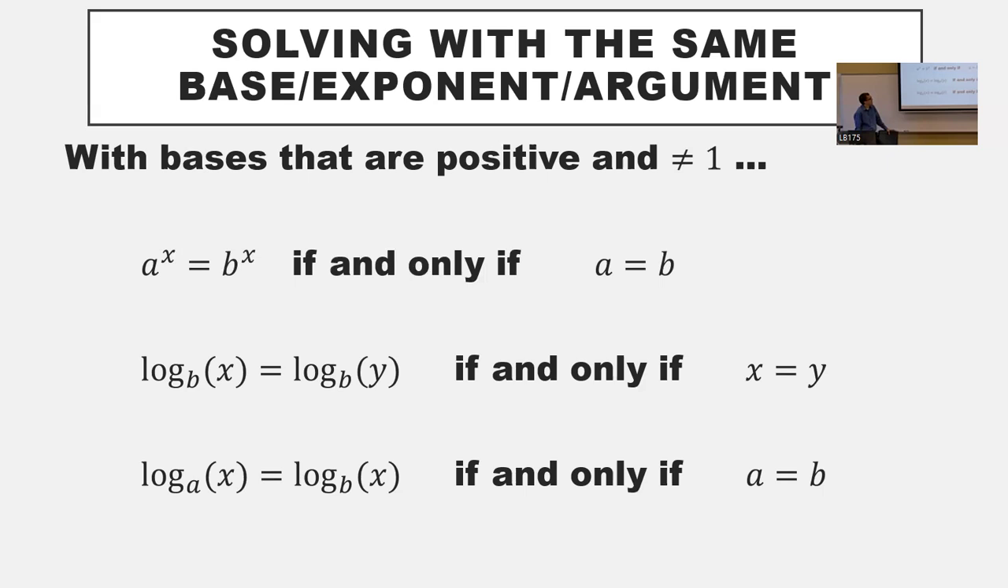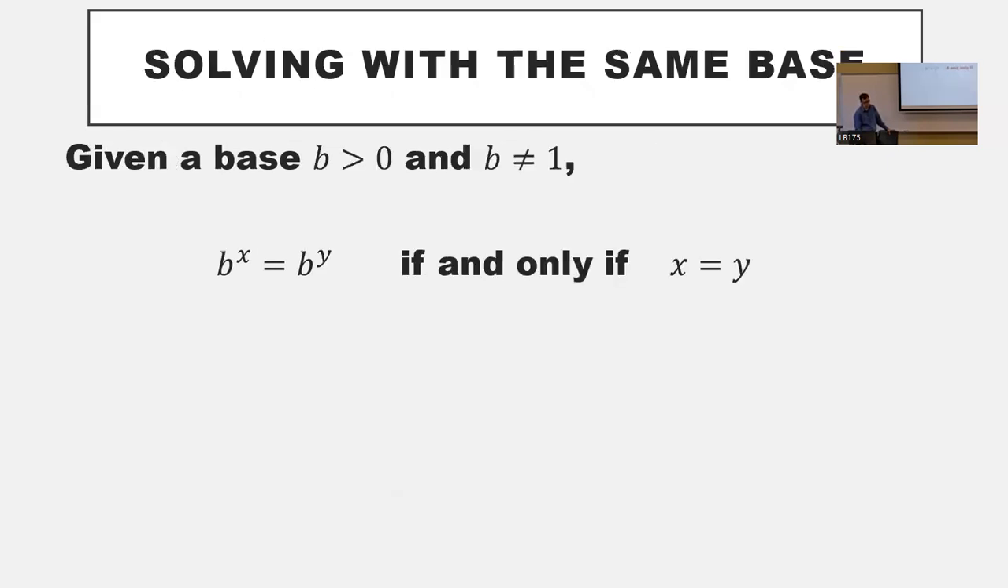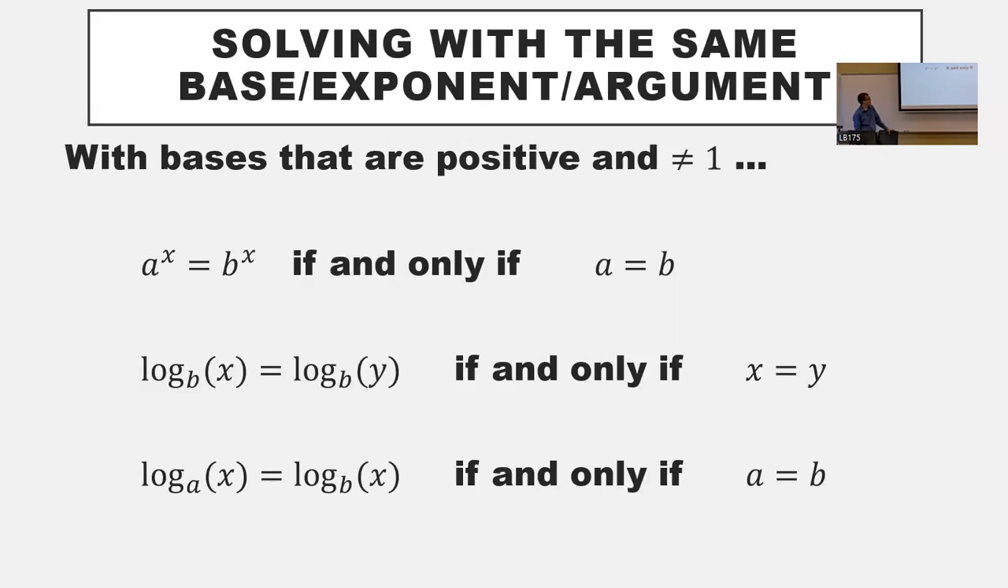So similar to our first one, where we had base raised to the x is equal to base raised to the y, if I have log base b of x is equal to log base b of y, then x and y have to be the same as well, as long as both of those things exist. Okay.